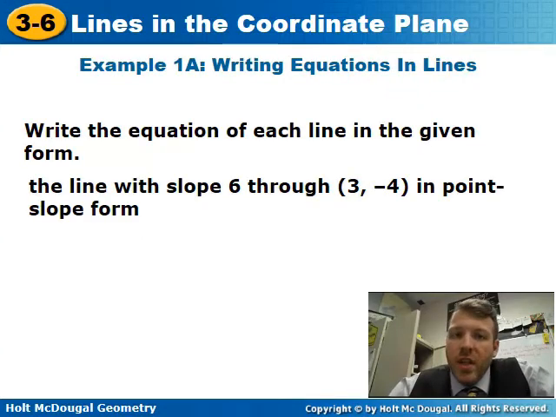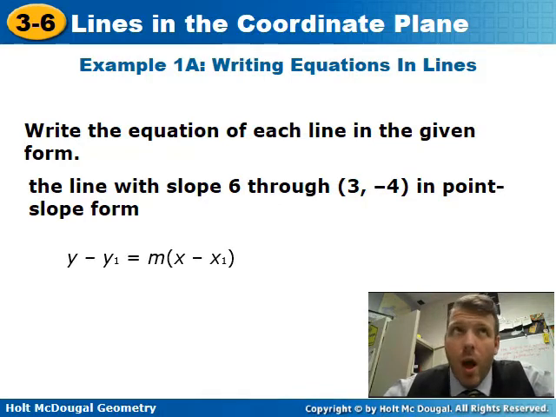All right, so given the example that I want to look at, I want to write an equation of a line in the given form. So right now I want to write the equation of a line with a slope of 6, which is m, through (3, -4) in point-slope form. Well, the point-slope formula is y minus y1 equals m times x minus x1, which is really simple to understand because you have a point and you have a slope.